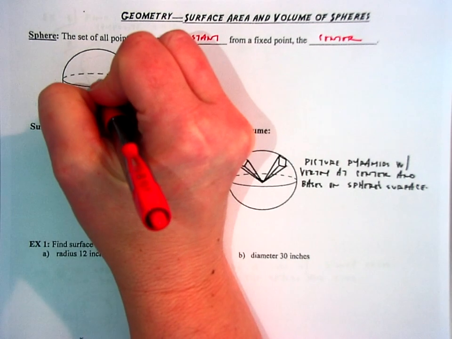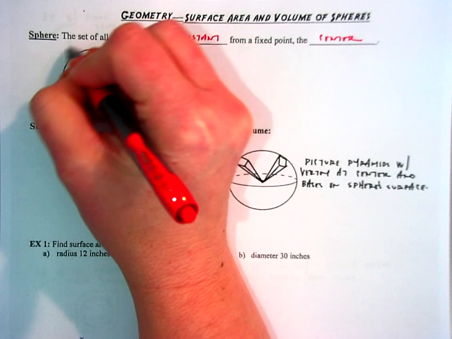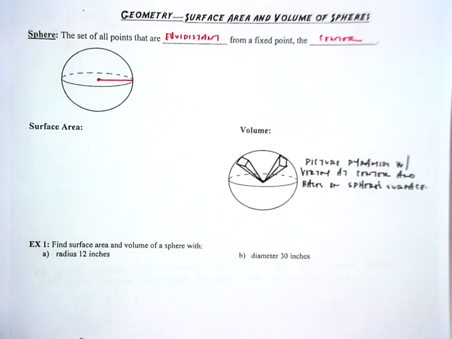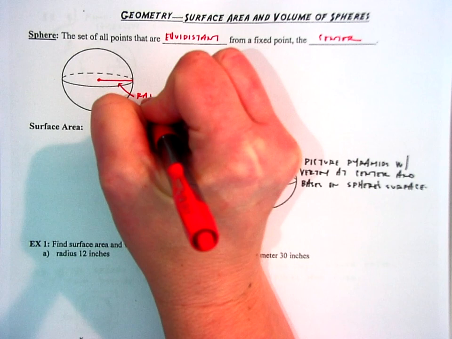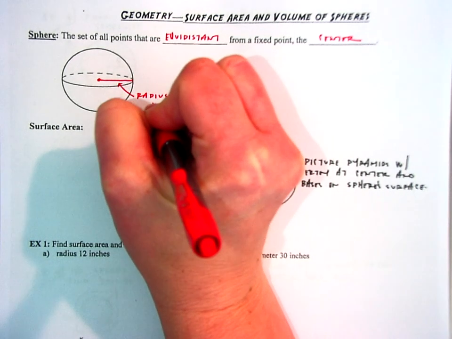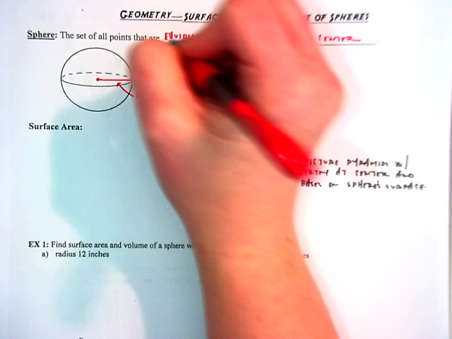So here is our center, and if I connect from the center to any point all the way around in every direction, that's our radius. So equidistant just means that same distance is the radius.